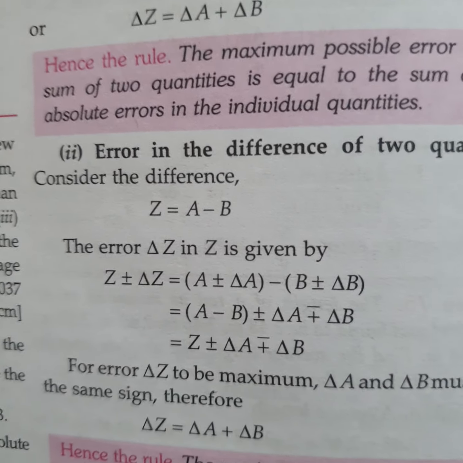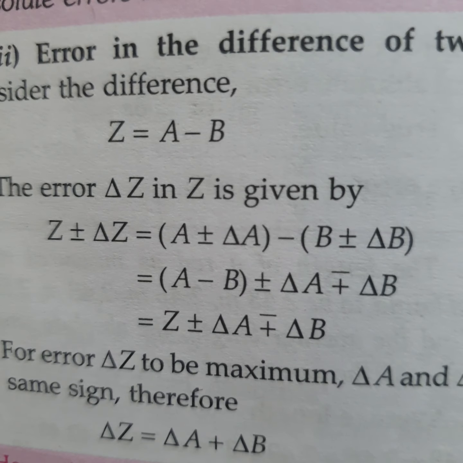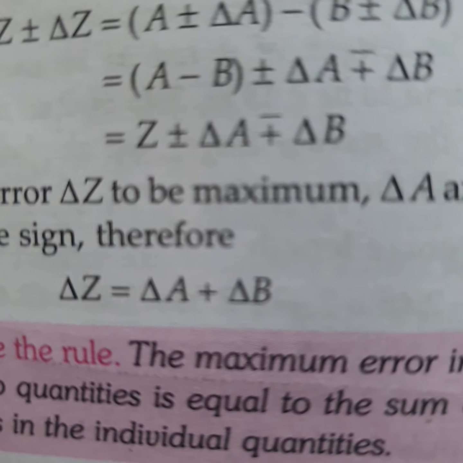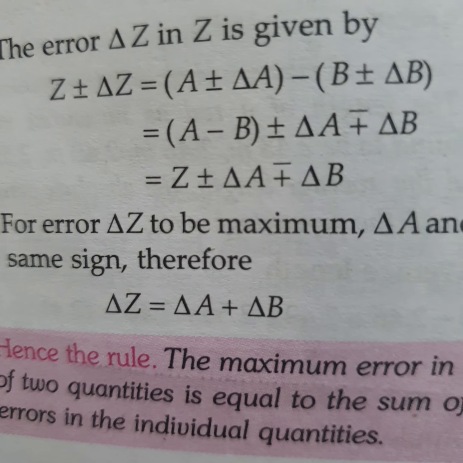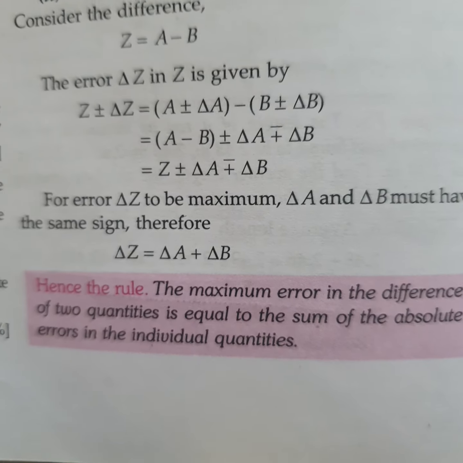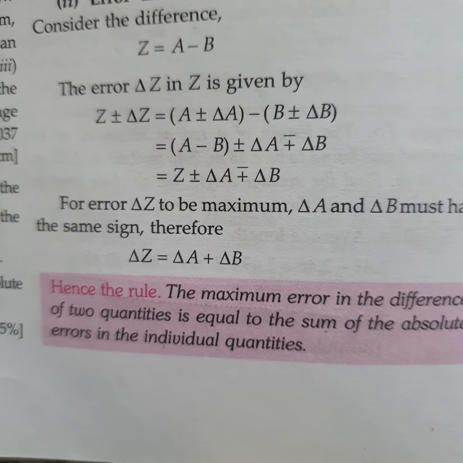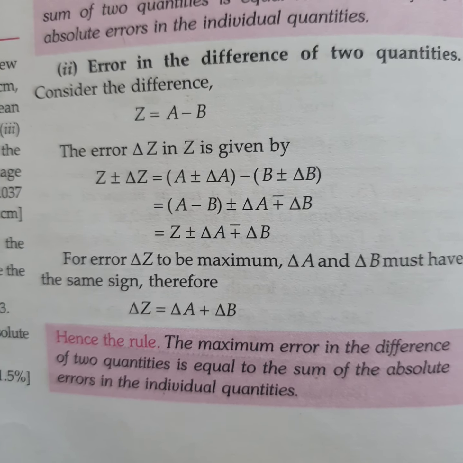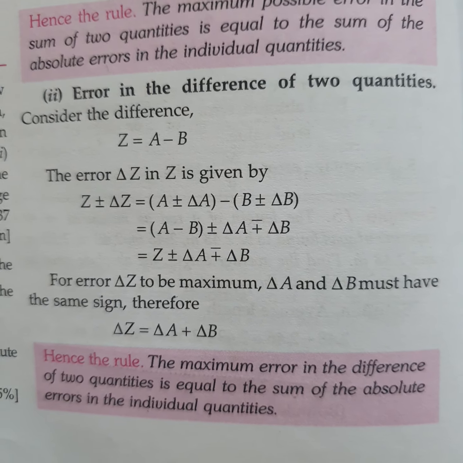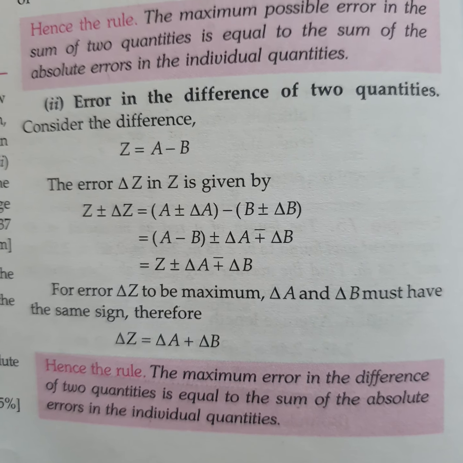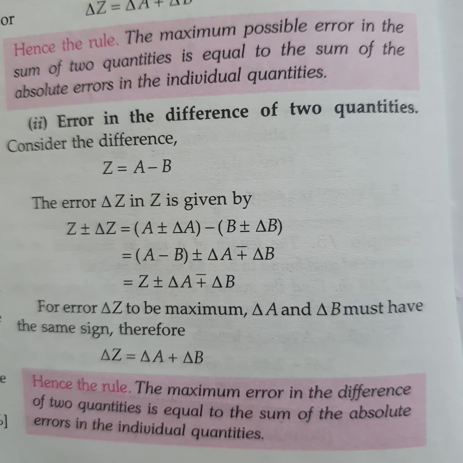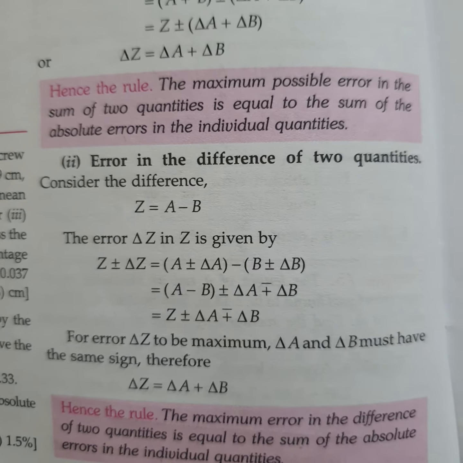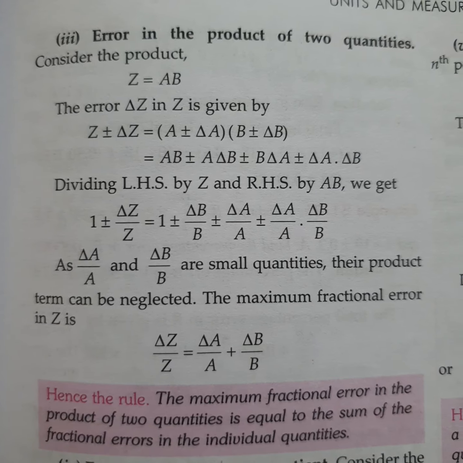Similarly, if you subtract two quantities, Z is equal to A minus B, then the error in Z is equal to delta A plus delta B. Means the error is equal to the sum of absolute errors in the individual quantities. Students, remember one point, errors always add up, whether you add two quantities or subtract two quantities.